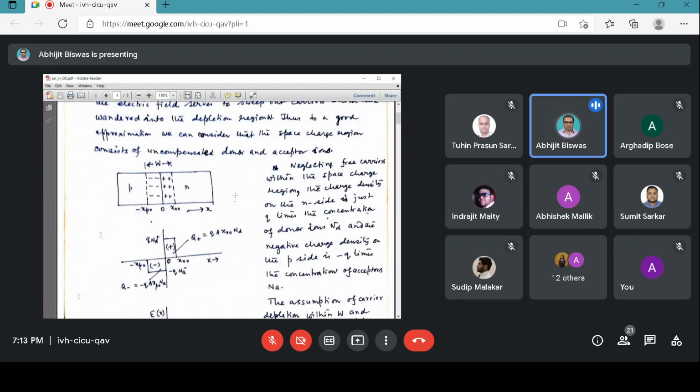Look at the top figure. Here this continuous vertical line represents the metallurgical junction, isn't it? So if we consider the charges on both sides of the metallurgical junction, and if you consider the electric field lines, all the electric field lines pass through this metallurgical junction, and that is the reason why electric field assumes its highest value at the metallurgical junction.